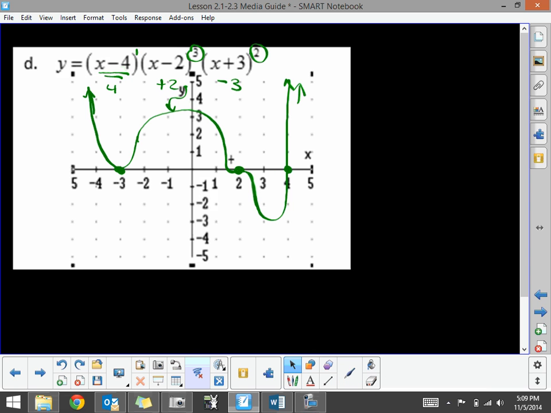We're not really concerned about how high and how low these two parts go. I don't care how low this goes or how high that goes. I want to know the behavior by the zeros, the end behavior. Those are the two biggest parts of that problem I'm really looking for.